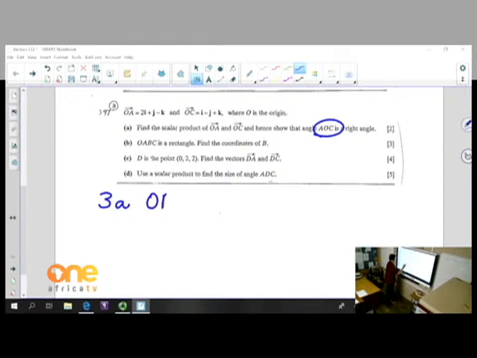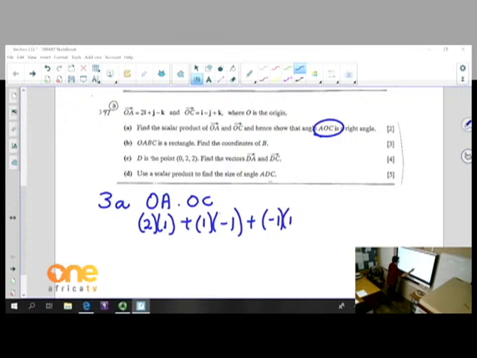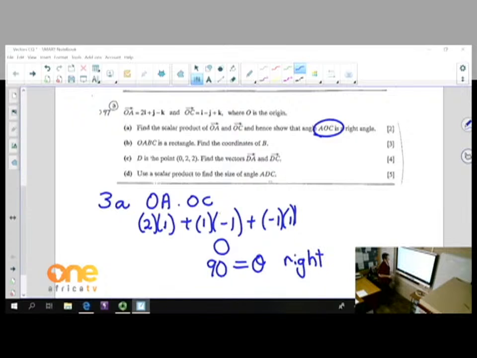So let's first take OA and OC. OA dot OC: ii plus jj plus kk. So 2 times 1 plus 1 times negative 1 plus negative 1 times 1. And we should show that this is equal to 0. Don't stop your question there. Make the statement now: theta is 90 degrees, so it is a right angle. Always make the statement of what you're doing in there.